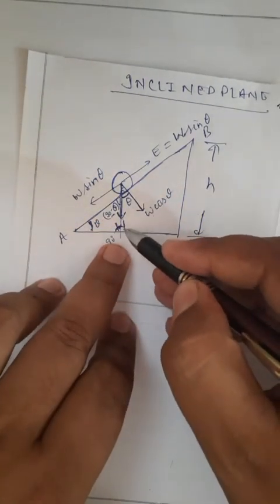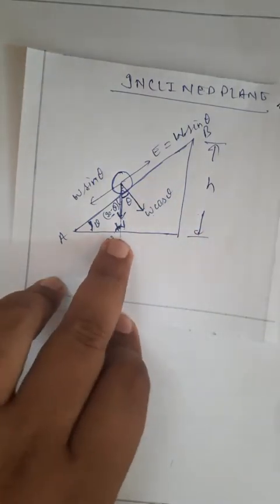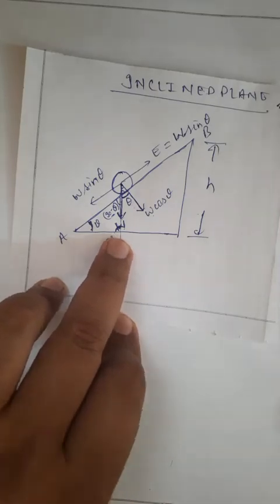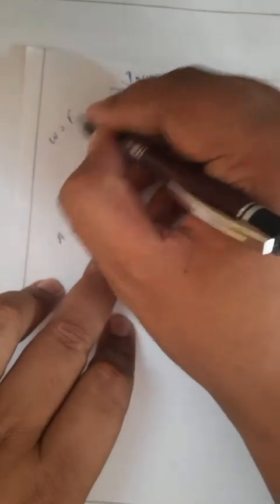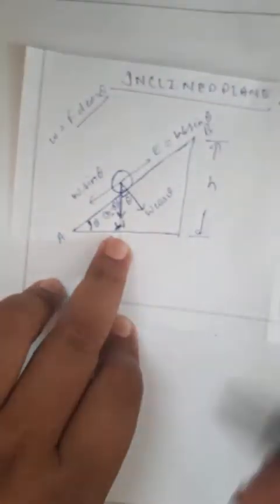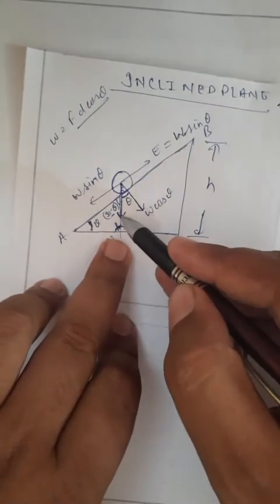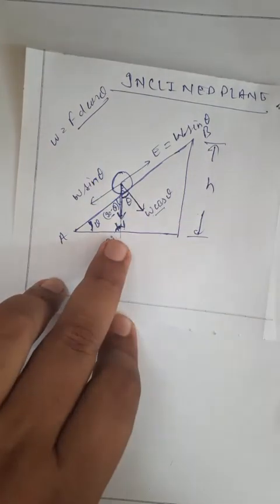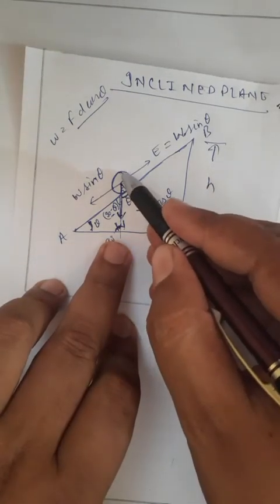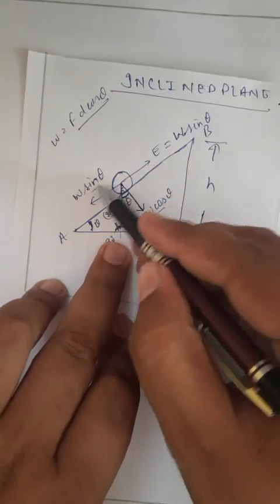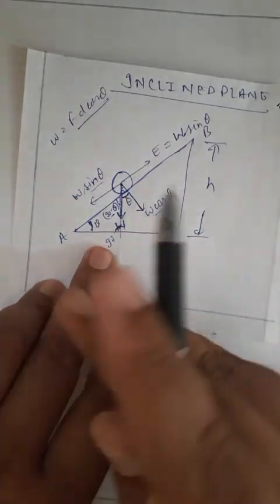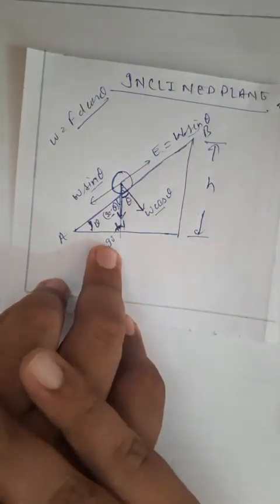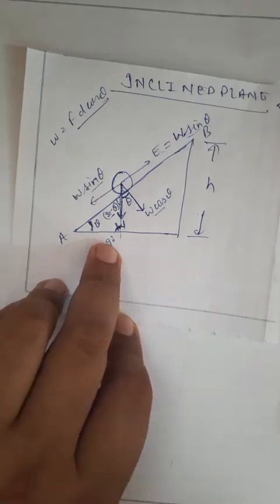Now since this part is W, W can be broken into two components, as I have told you in the chapter where I discussed work, and the formula of work was F into D into cos theta. On the similar basis, W can be resolved into two parts. First part is W cos theta and second part is W sin theta. Now you can see that this pulley will go downward because of the W sin theta force. So if we want to hold the pulley up, we will apply an effort, and the effort should be equal to W sin theta.